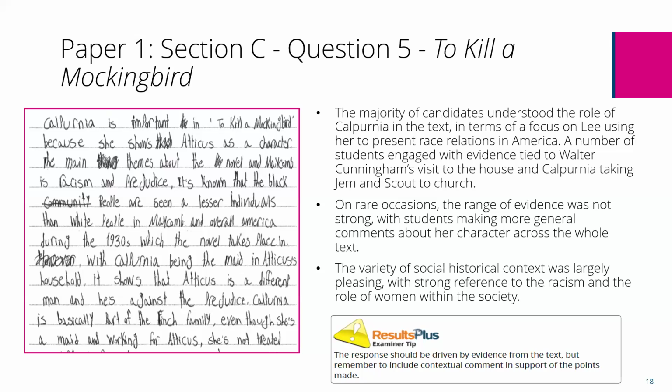And the variety of social historical context was largely pleasing, with strong reference to the racism and the role of women within the society. The examiner response: the response should be driven by evidence from the text, but remember to include contextual comment in support of the points made. Those are just two of the points that could be made.